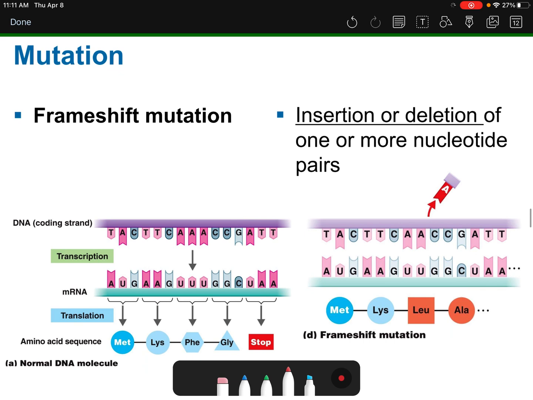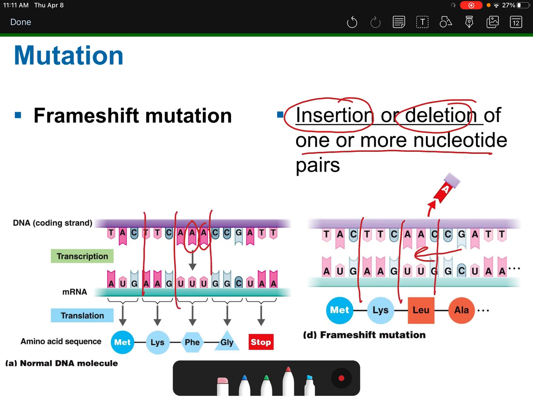A frame shift mutation is named that because you have either an insertion or a deletion of one or more nucleotide pairs. And when you do that, it literally shifts everything down. Okay? So right here, they're showing it. If we remove that middle A from adenine, what happens is everything shifts back this way.